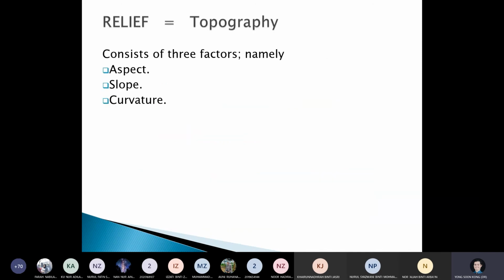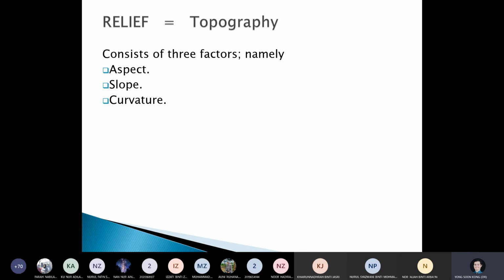Okay, relief. Now, when I talk about relief, it's mostly due to the shape of the earth, or what we call topography. So there are three factors: the aspect, the slope, and the curvature. Probably you are not too familiar with the word aspect, but I'll explain later.